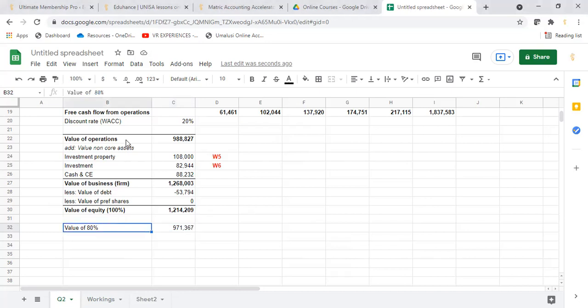Okay, so this is Nigerian, so the value of 80% in USD is going to be equal to that divided by 320.